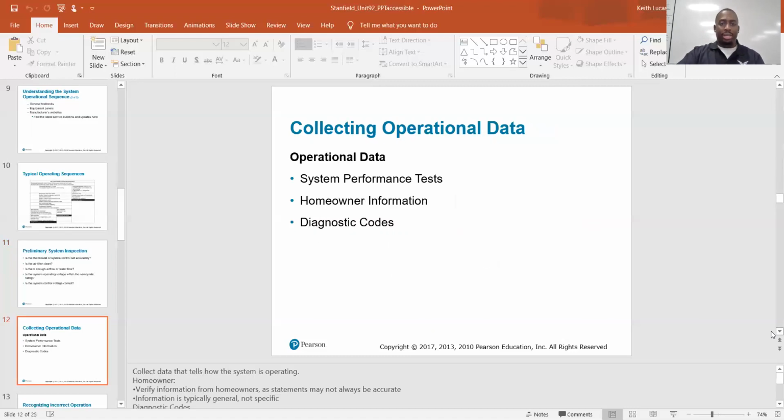Collecting operational data. Operational data consists of system performance tests, homeowner information, diagnostic codes. So collect data that tells, let's start with the homeowner.